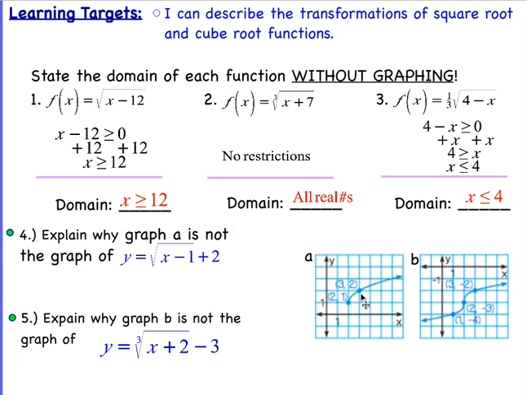Now, here in examples 4 and 5, we need to determine why the graph is not the graph of each of these equations. So let's start with number 4. It's asking us why graph A is not the graph of y equals square root of x minus 1 plus 2.